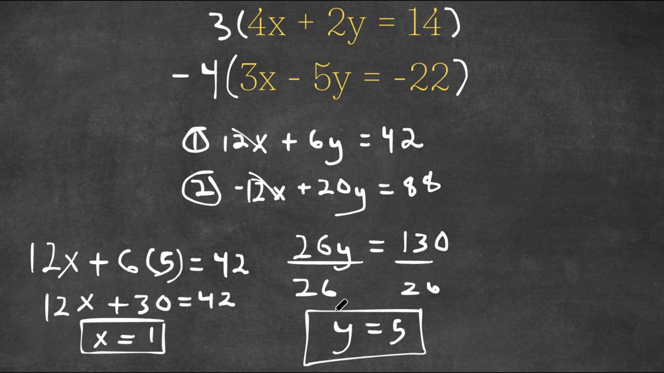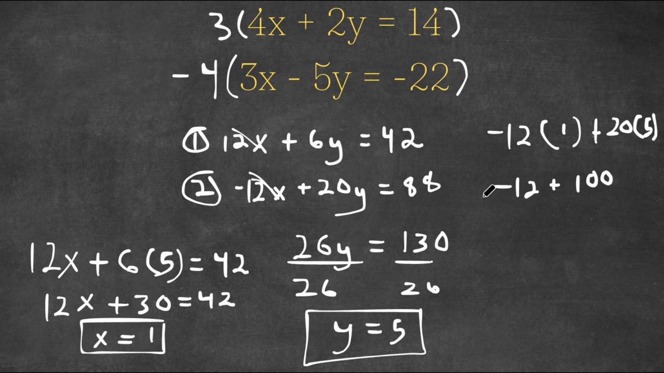Now we can plug in these two values in our second equation to check if they are right. So we have negative 12 times x, which is 1, plus 20 times 5, y is 5. Now negative 12 times 1 is negative 12, plus 20 times 5 is 100, and 100 minus 12 is 88. And as you can see, 88 is the answer to this equation, meaning these two solutions are right. So that's how you solve a system of equations using the elimination method.